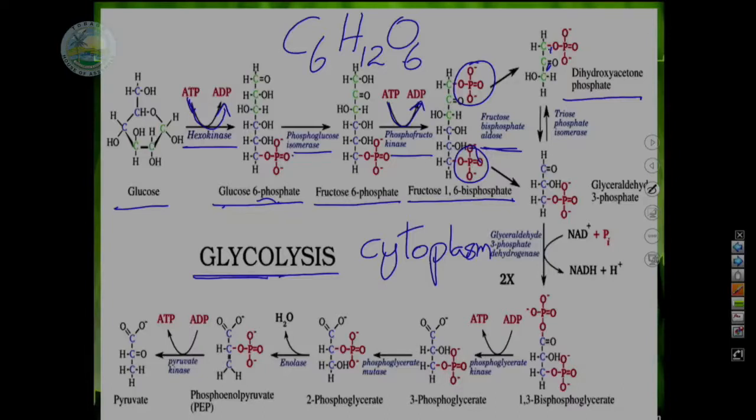This molecule is a ketone molecule. You're seeing the ketone group here. So this is a ketone molecule with phosphate attached. And then you have here glyceraldehyde 3-phosphate, which is another three carbon molecule, but you have the aldehyde end group. Right? Remember your organic chemistry. You have the aldehyde end group, and this is the molecule that will be able to go further to continue the process.